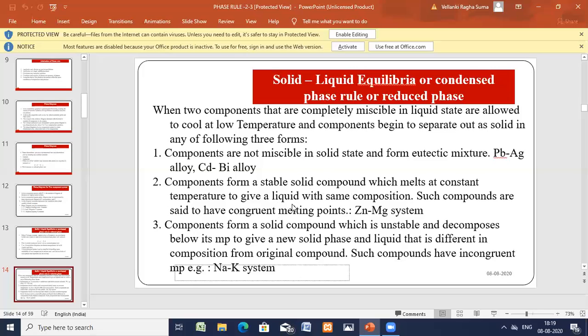A solid melts at constant temperature to give a liquid with the same composition. That is a congruent melting point. Such compounds have congruent melting points, for example zinc and magnesium.